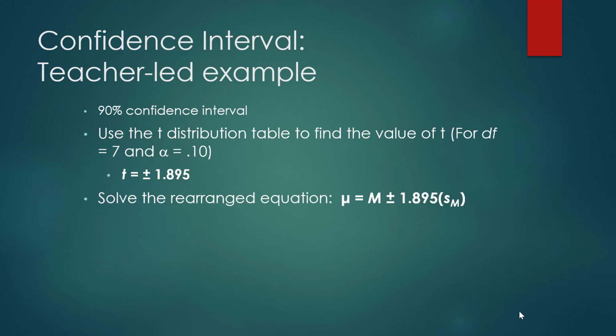So we're going to take the mean that we had, our sample mean was 9, plus or minus our t value, 1.895, and our expected standard error. And you can look at the problem up above at how you solved the problem earlier. So our S sub m was 1.18. So again, this value we just found, the 9 and the 1.18, come from the calculations we did earlier.